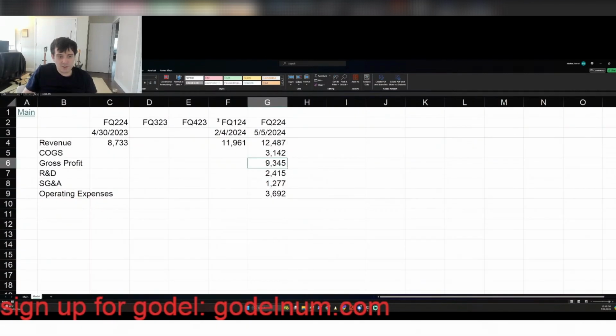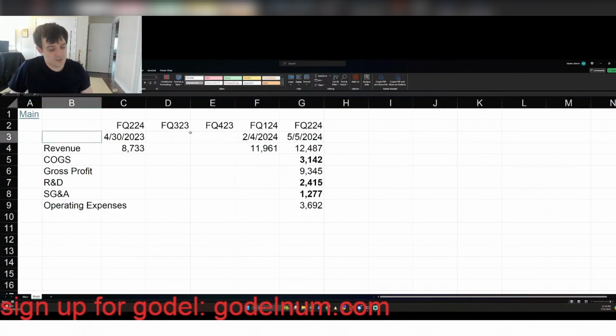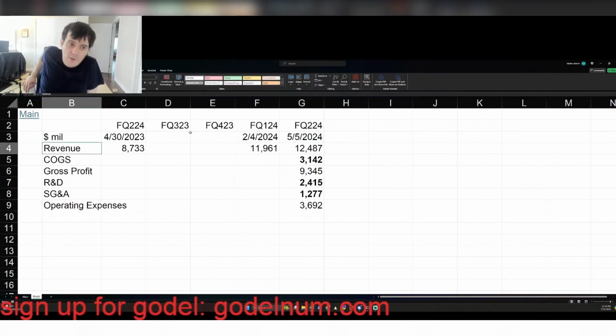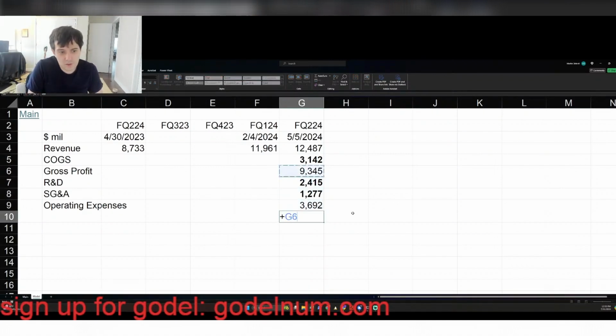If you zoom in real close, this is a good basic business lesson. These three things are the cost of the company. You sold $12.5 billion of goods, but this could be $12.5 million or $12.5 thousand for your small business. It doesn't matter how much money we're dealing with. I'm just going to put dollars and millions over here so we know. You sold $12.5 billion of product. It cost you $3 billion to make the stuff, $2 billion to research the stuff, and $1 billion to sell the stuff. How much do you have left over? $5.65 billion. That's called operating income.